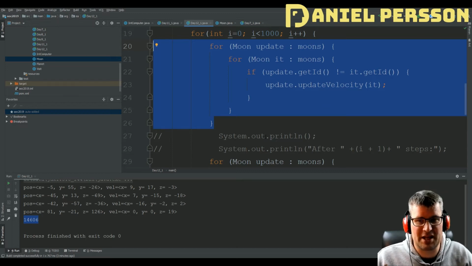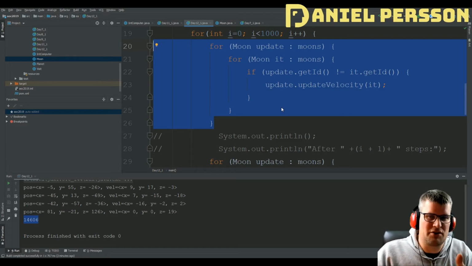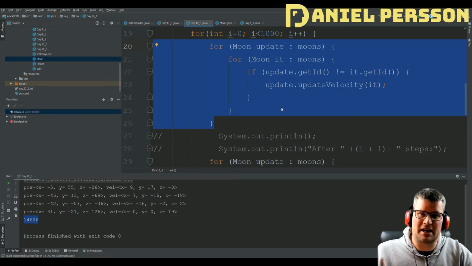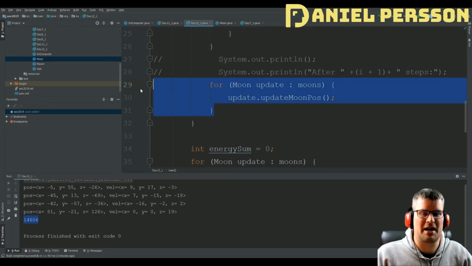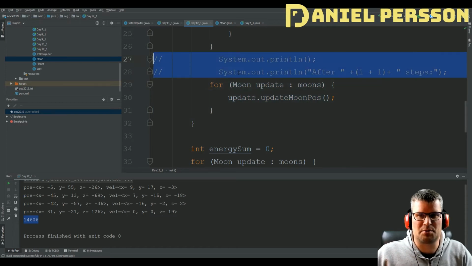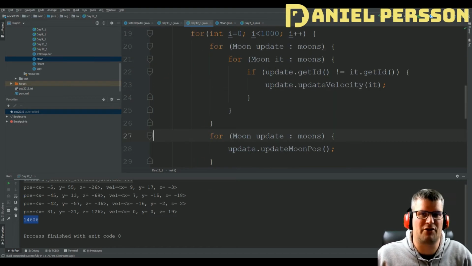After that, because I can't actually update the position of the moon during calculation of the velocity, because then I will get the wrong velocity for other moons, I need to wait until I have updated all velocities. When I've done that, I go through and update all moon positions. I had an output here as well, so I actually saw for each iteration what the actual moon position was, but I removed that to make it simple.